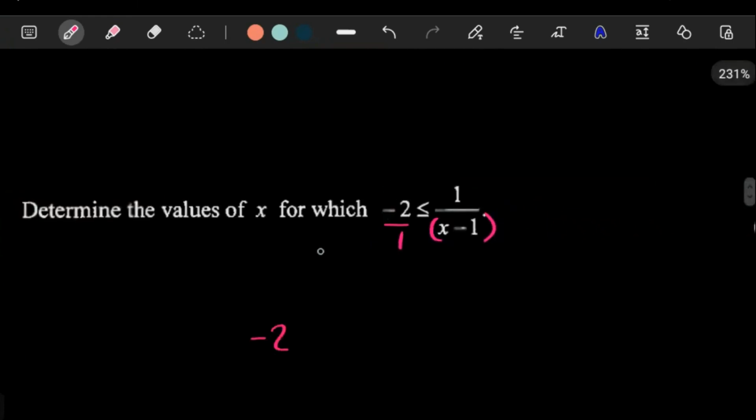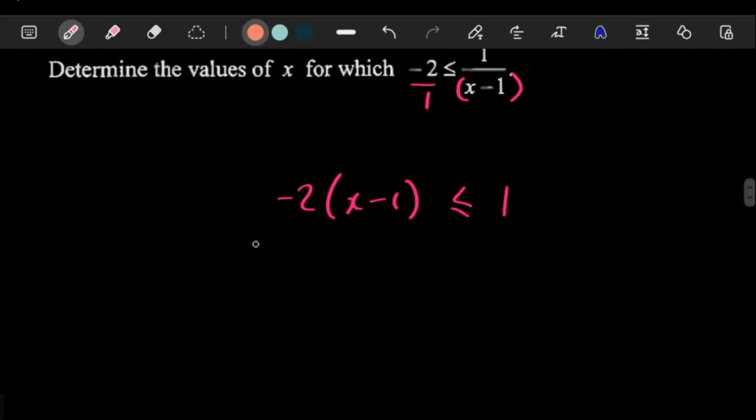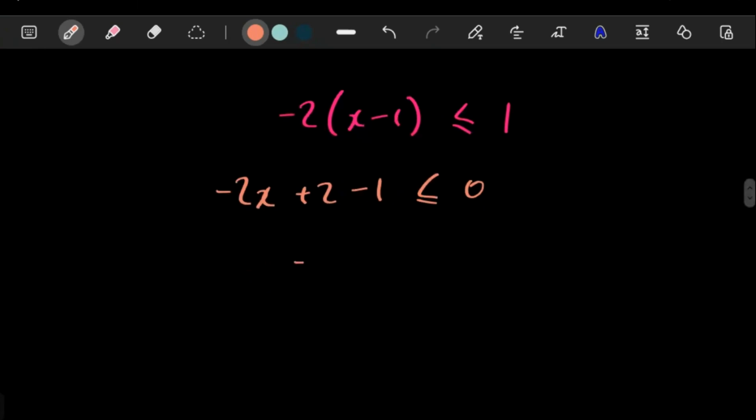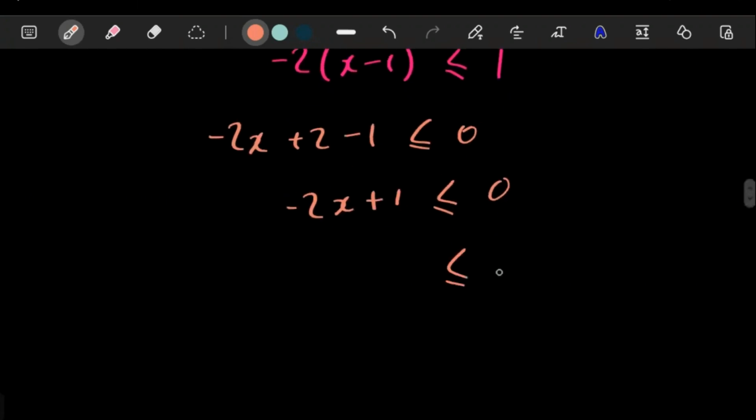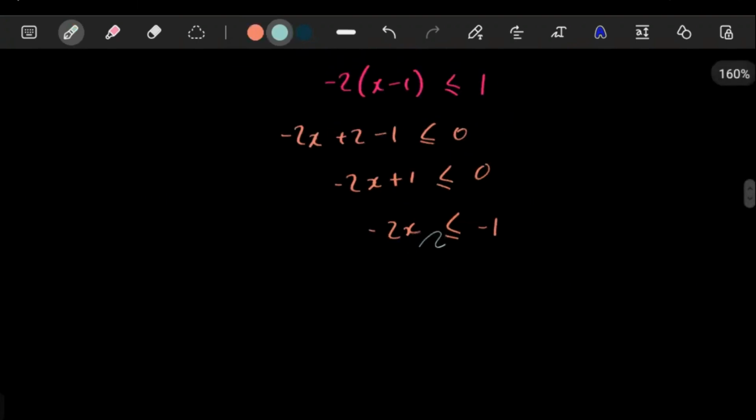You're going to have negative 2x minus 1. 1 times 1 is a 1. And then you can put everything on one side, negative 2x plus 2 minus 1. And then you're going to have here negative 2x plus 1. And then here you're going to take the 1 back. Weird, but it is what it is. Then you're going to solve for x here.